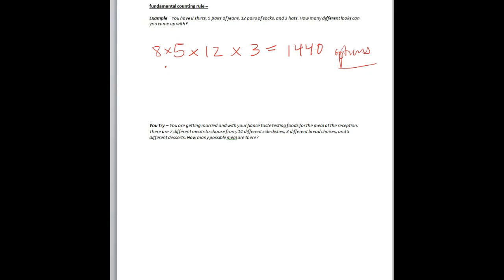So you try. You are getting married, and with your fiance. So this is what happens when you write problems yourself. This is what happens when I write problems: I write them in poor English, and then I have trouble reading them back. You are getting married, and with your fiance, taste testing foods for the meal at the reception. There are 7 different meats to choose from, 14 different side dishes, 3 different bread options, and 5 different desserts. How many possible meals are there?